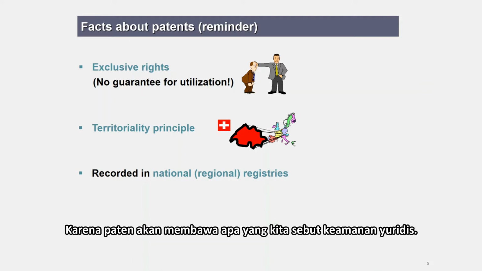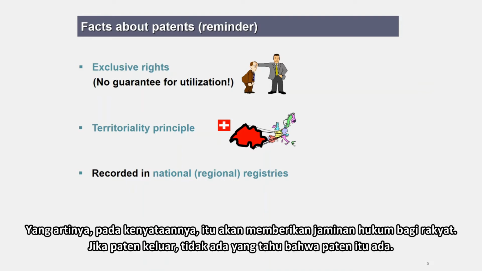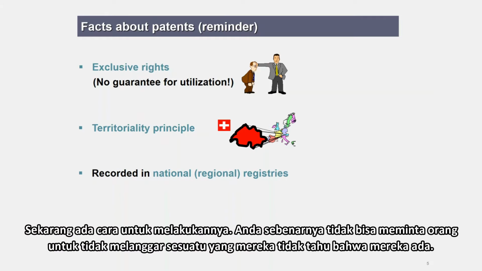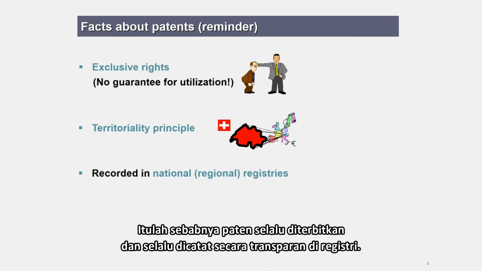And that is also a duty and an aspect of the patent, and why the patents are not hidden, because a patent shall bring what we call the juridic security, which means, in fact, it shall bring to the people a legal security. I mean, if a patent exists and no one can know that the patent exists, how can you avoid infringing that patent if the patent used to be hidden? So there's no way of doing it. You cannot ask people not to infringe something they cannot know that it exists. That is why a patent is always published and it is always recorded in a transparent way in a registry.